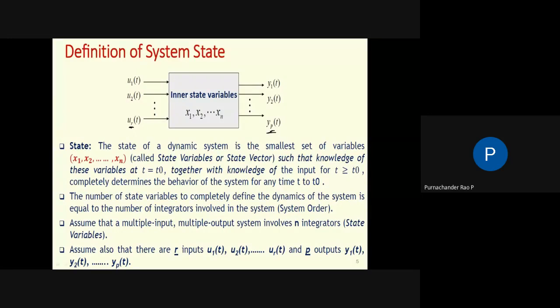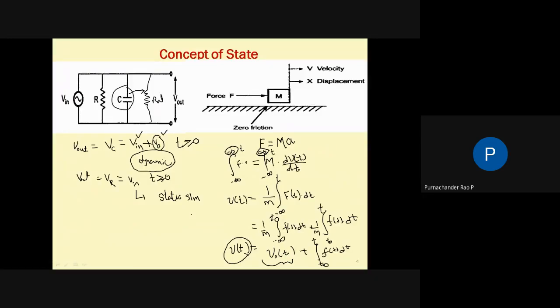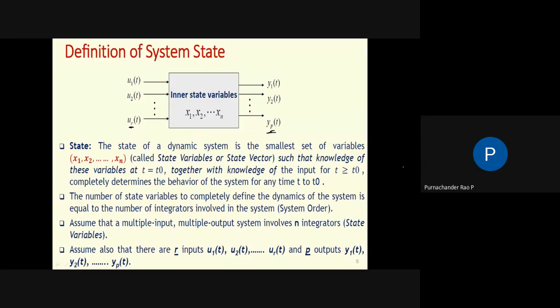The state of a dynamic system is the smallest set of variables, called x1, x2, up to xn, the state variables or state vector, such that the knowledge of these variables at time t equal to t naught, together with the knowledge of the input for t greater than t naught, completely determines the behavior of the system for any time t greater than t naught. In the previous case, the input is nothing but f(t).